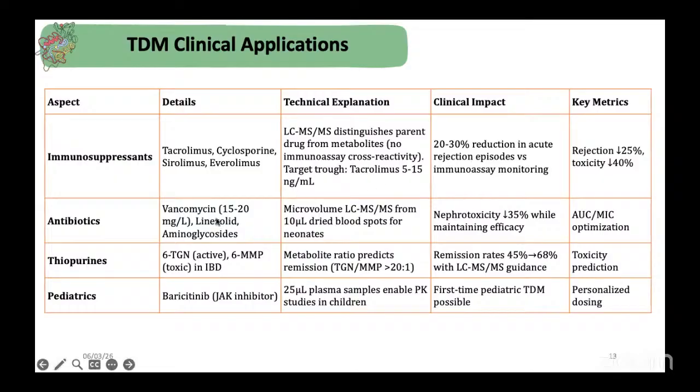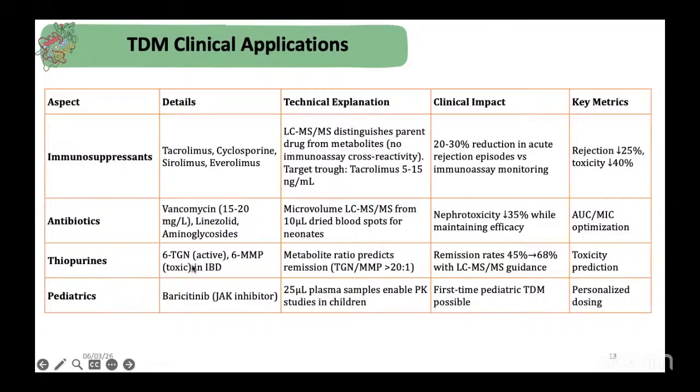Similarly, for vancomycin and the aminoglycosides, around 10 microliters of dried blood spots can be used for the detection of these antibiotics in neonates. Nephrotoxicity, organ failure, or any initial diseases to be screened in neonates can be easily identified with the help of this drug concentration. Plotting the area under the curve and minimal inhibitory concentration (MIC) optimization can easily help you.